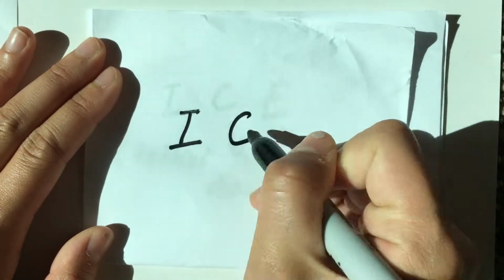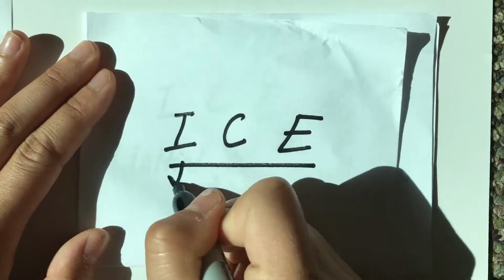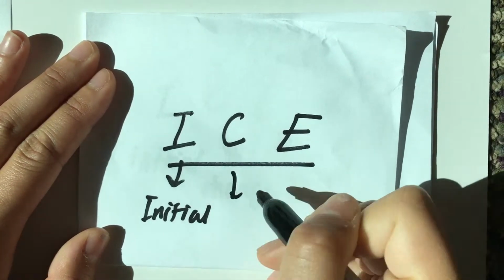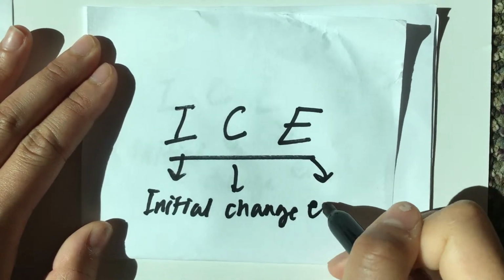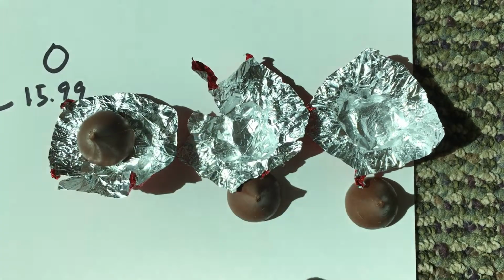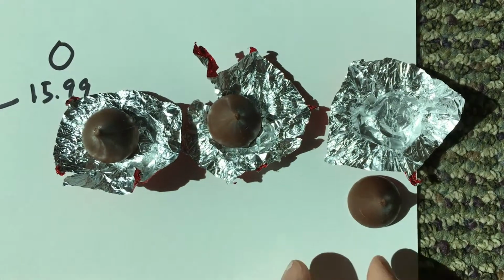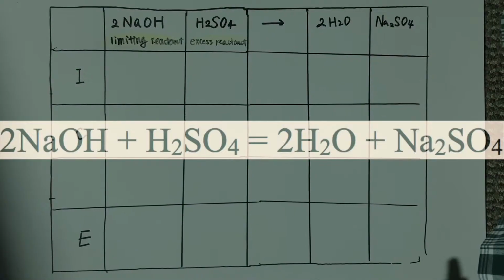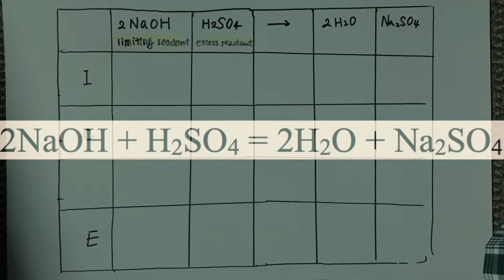Here's a tutorial for ICE table, where I stands for initial, C stands for change, E stands for end. So here are some Kisses chocolates. If we have 3 chocolates and their wrappers, one wrapper will pair with one chocolate. The same applies for chemistry.